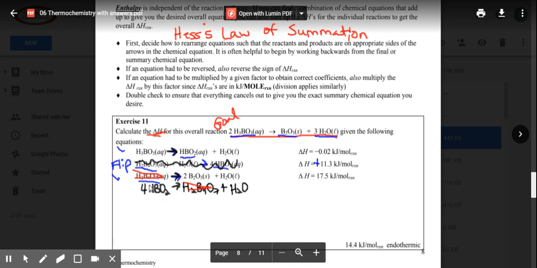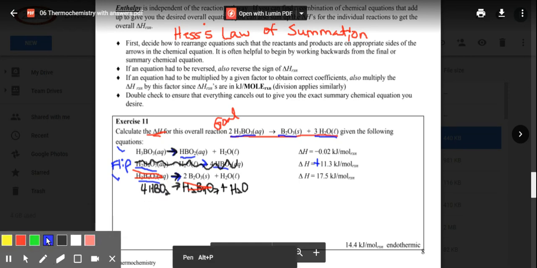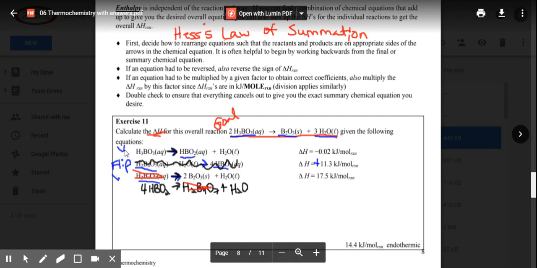I also want to get rid of HBO2. Now you see how I have 4 of them in the reactant side here, and I only have 1 in the product side. In order for me to cancel these out, I have to make sure that I have the same number on both sides. So what I'm going to do to fix that is multiply this top reaction by 4. If I multiply that top reaction by 4, that 4 has to distribute to everything here. So now I have 4 H3BO3s, 4 HBO2s, and 4 H2Os.